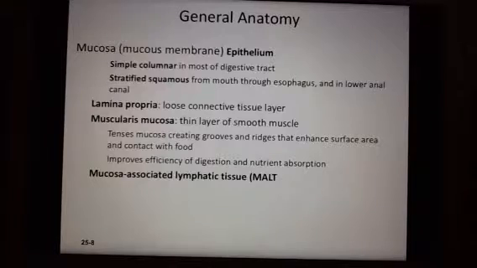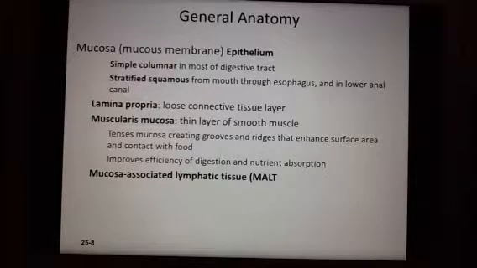We're going to see the mucosa, the mucous membrane, all the way throughout. And so it is epithelial layer first, but it's simple columnar epithelium through most of the digestive tract, but then the mouth through the esophagus, and then in the lower anal canal we see stratified squamous instead of simple columnar. And that's because those areas have more abrasion, and so more layers of epithelium are required.